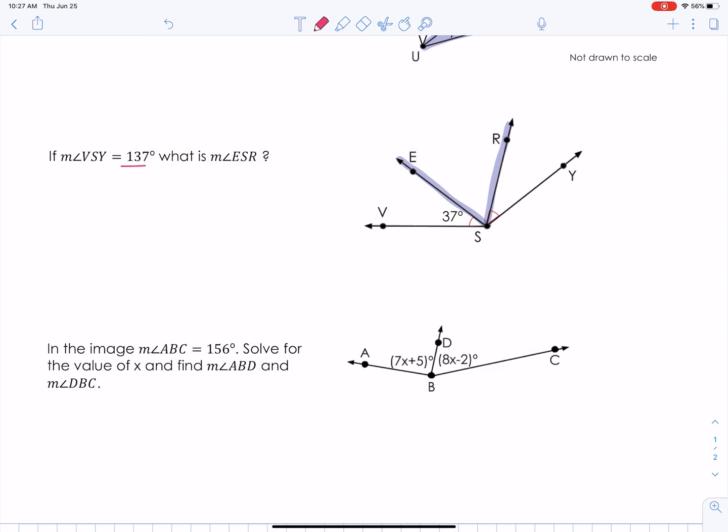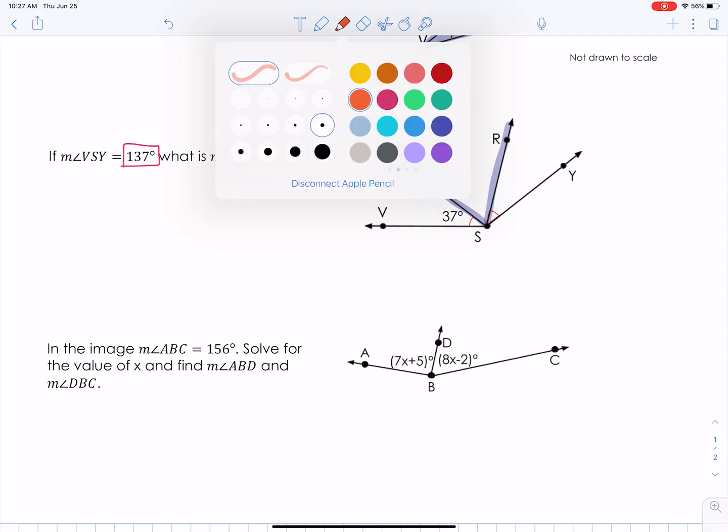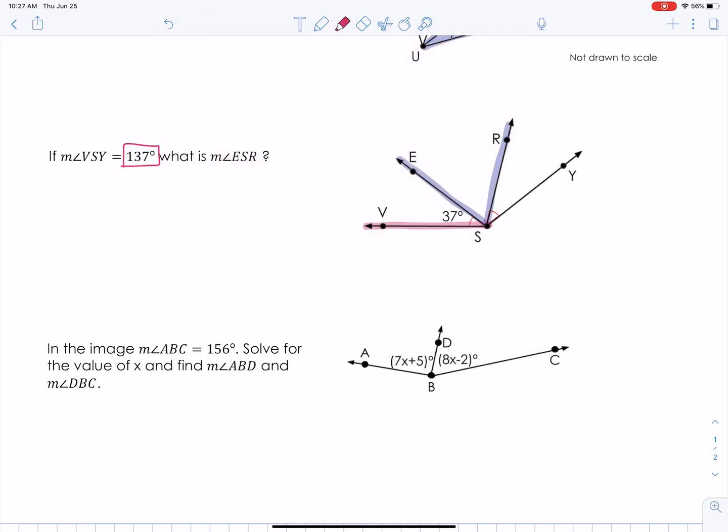The measure of angle VSY is 137 degrees. So that is this big angle. There we go. Now we're on the right page. And it wants to know what the measure of this angle right here is. Well, these marks, if you recall, mean congruent. And congruent means that their measurements are the same. So since these are congruent, I can say that angle RSY is also 37 degrees.